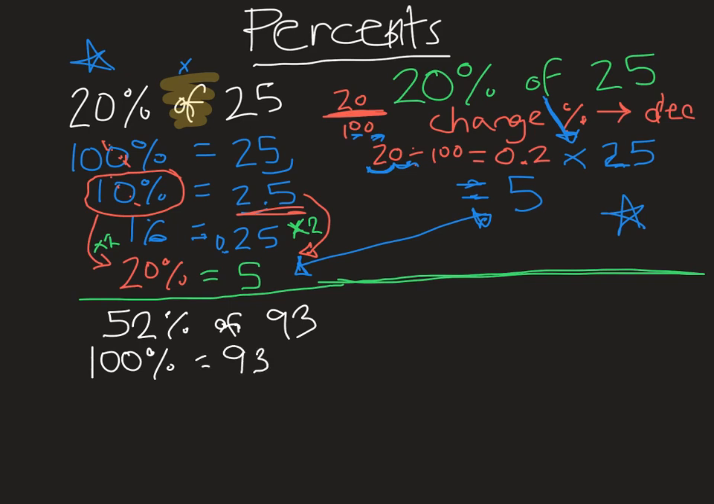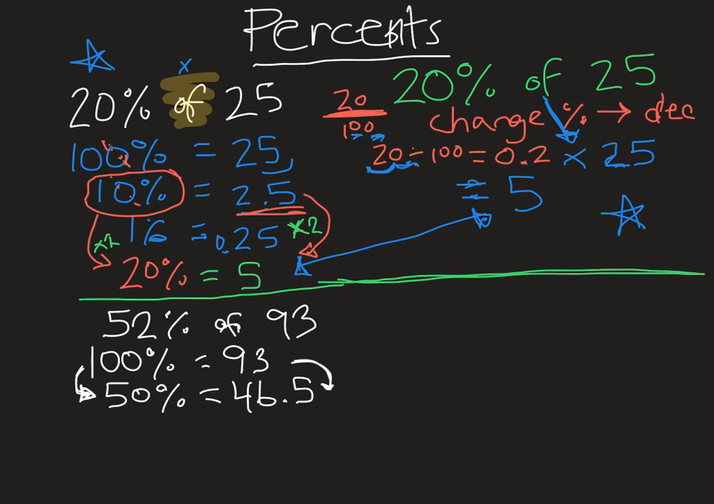Okay. I also know that 50% would be half of that number. So 93 divided by 2 is 46.5. Okay. So remember, if it's proportionate or proportional, this is like a ratio. So if I divide this side by 2, I'm going to divide that side by 2.